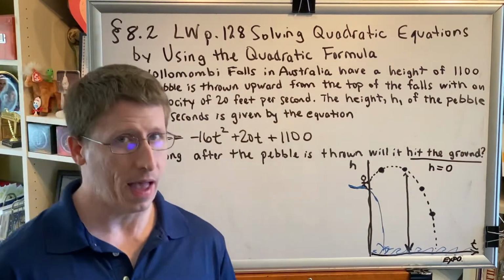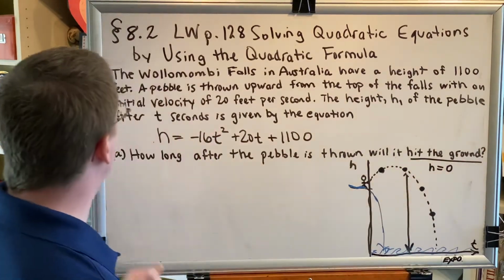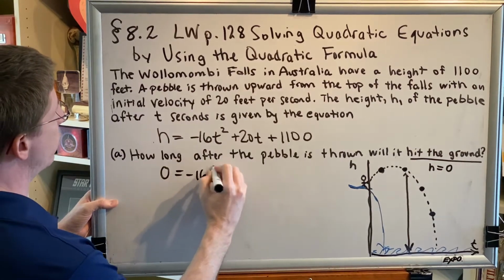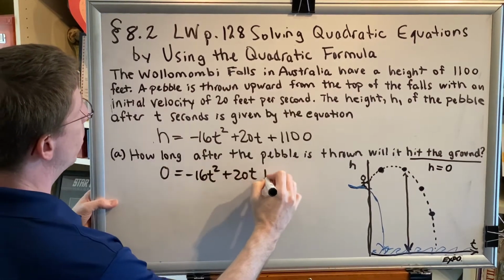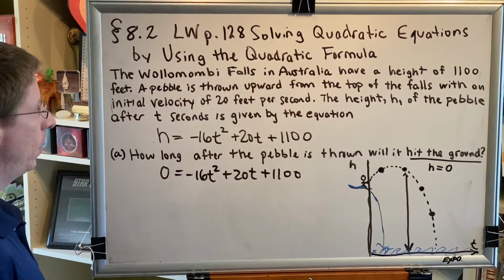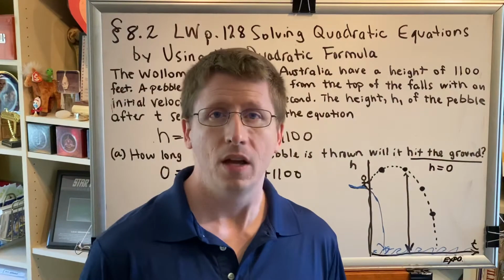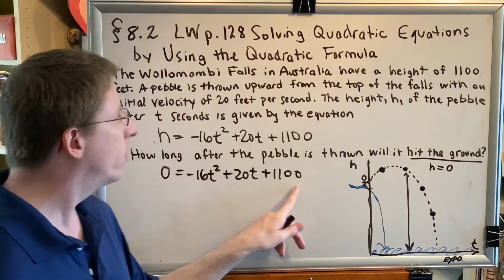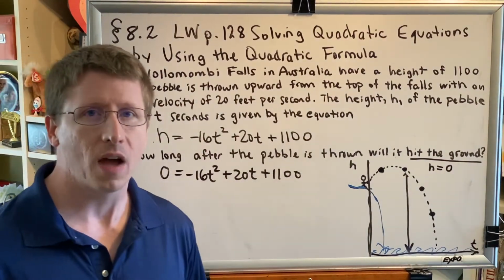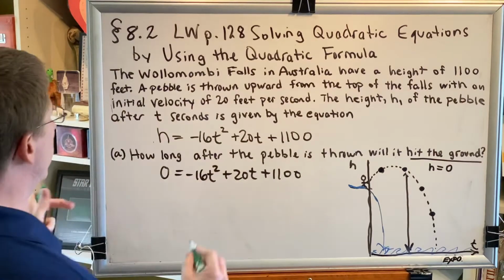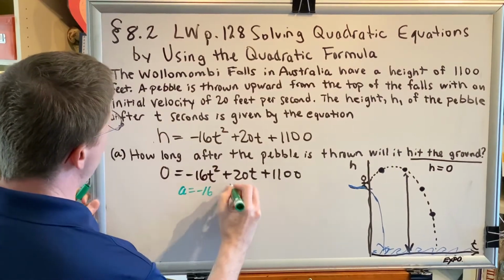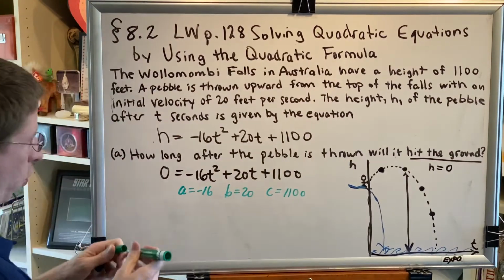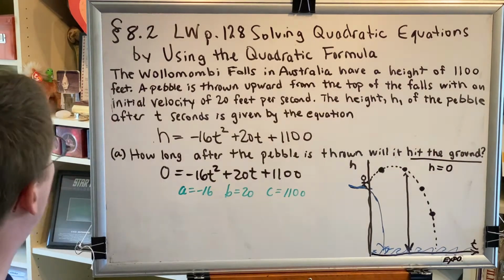Okay, now we're ready for the algebra. We know that hit the ground means h equals 0. So replacing h with 0, we get 0 equals negative 16t squared plus 20t plus 1,100. Interestingly, this is a quadratic equation, and it's in the perfect form for us to solve it using the quadratic formula. All the terms are in descending order, and we have 0 on the other side. So let's label our coefficients. A equals negative 16, B equals 20, C equals 1,100. We're ready now to plug into the quadratic formula.